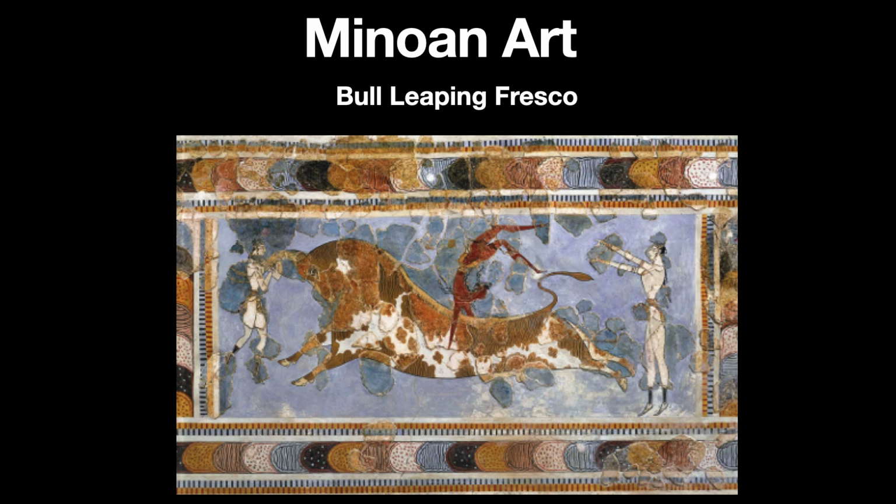This fresco is from the palace at Knossos and depicts the Minoan ceremony of bull leaping, in which young men grasp the horns of a bull and jump onto its back. The image has been recreated from fragments of the fresco. The dark patches are the original, and the rest is a modern restoration.